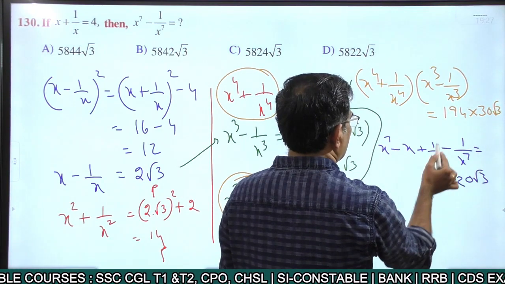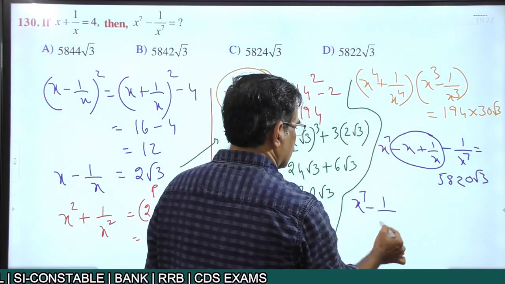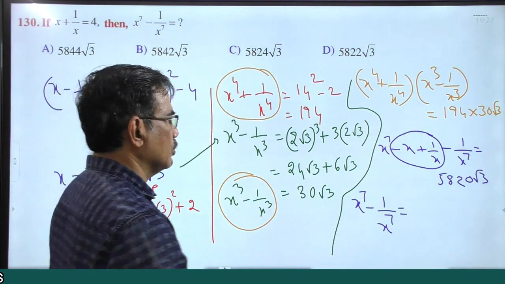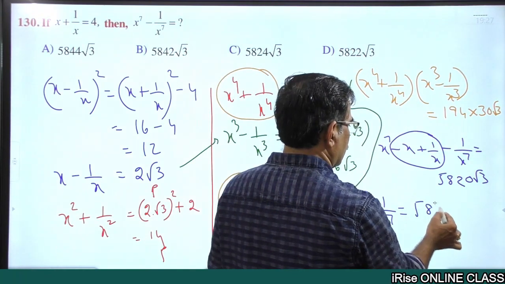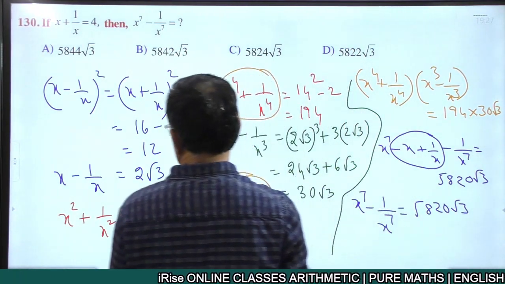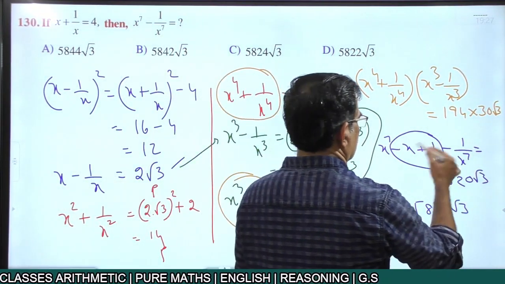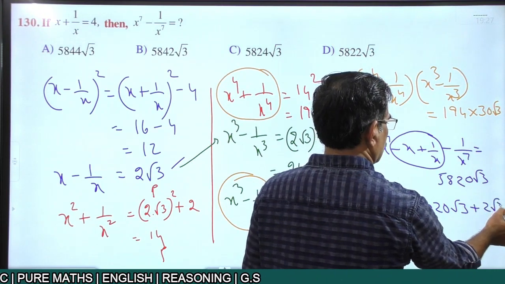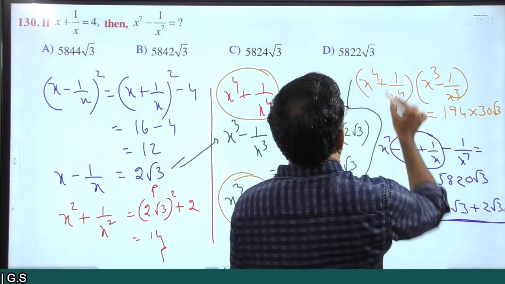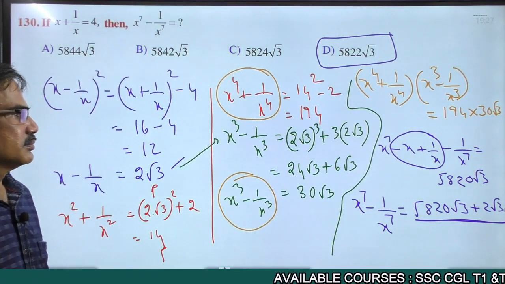Here, by taking minus common, see this carefully. Therefore x power 7 minus 1 by x power 7 is equal to 5820 root 3. Transfer this, we get x minus 1 by x. Here x minus 1 by x is 2 root 3, so this is nothing but plus 2 root 3. If you add these two, 5822 root 3. So the answer is 5822 root 3.